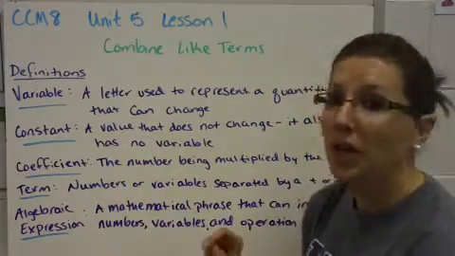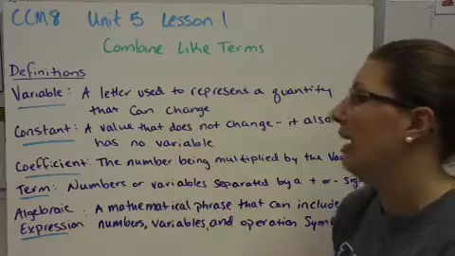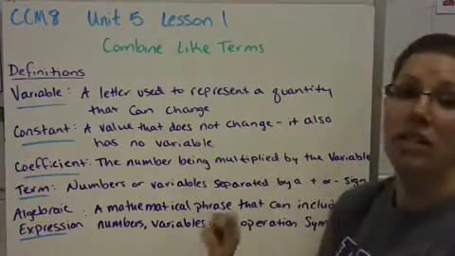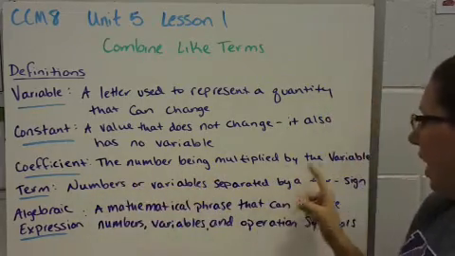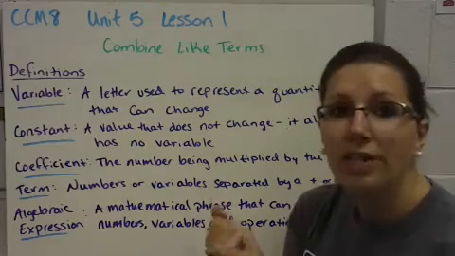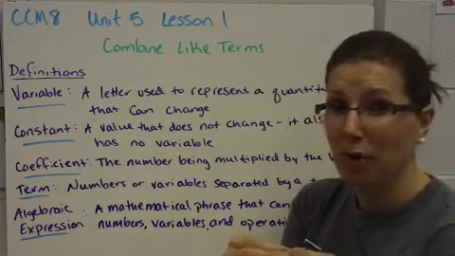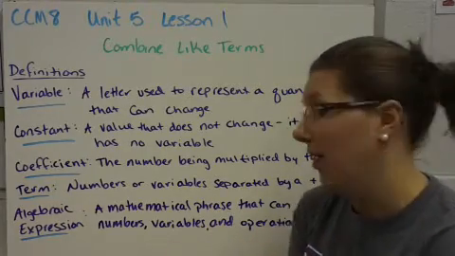Some definitions for you. A variable is a letter used to represent a quantity that can change. A constant is a value that does not change. It also has no variable. A coefficient is the number being multiplied by the variable. The coefficient and the variable will be side by side with no multiplication symbol there. They'll just be side by side, and that automatically means they're being multiplied together.